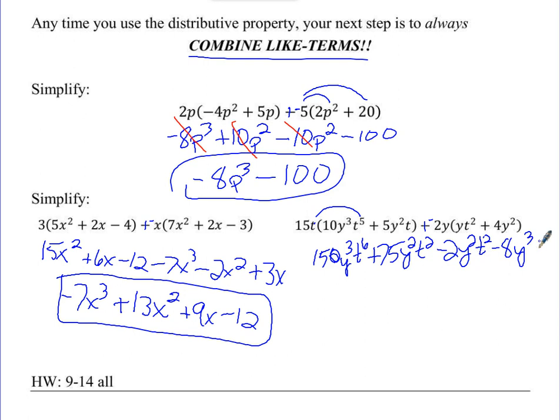And then this last one is just y to the third. Is that a like term with anything? No. If it had a t to the sixth at the end like this one did, then yeah, sure. But those are not like terms. So this one is not a like term with anything. I'm going to rewrite it. 150, y to the third, t to the sixth.